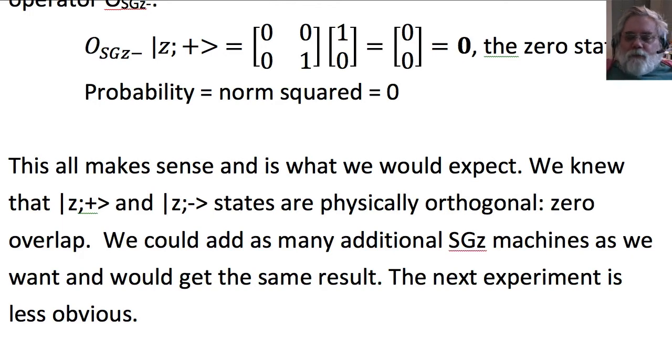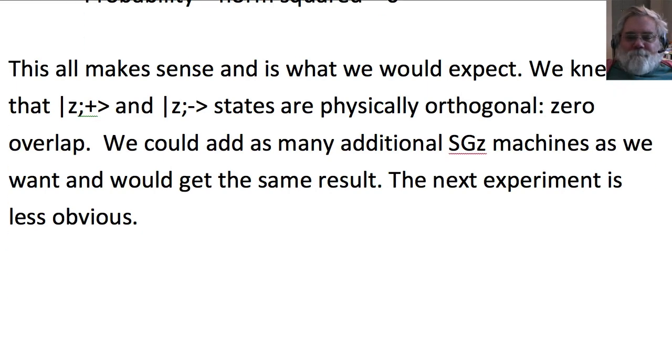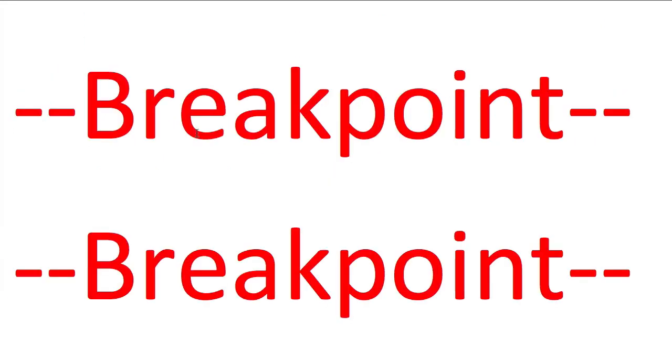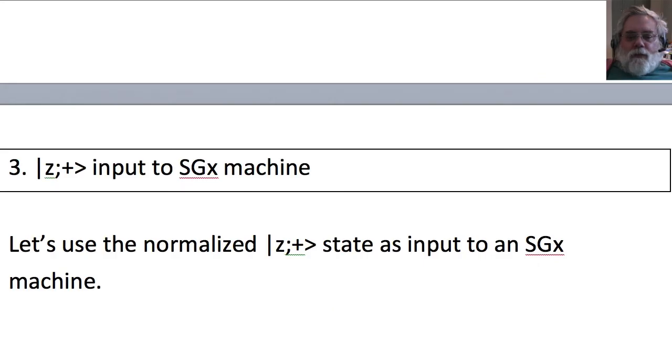So now we've done 2 experiments. Now we're going to do a third, and this one will be less obvious. This is a possible time to take a break. Let's use the normalized Z plus state as input to an SGX machine.